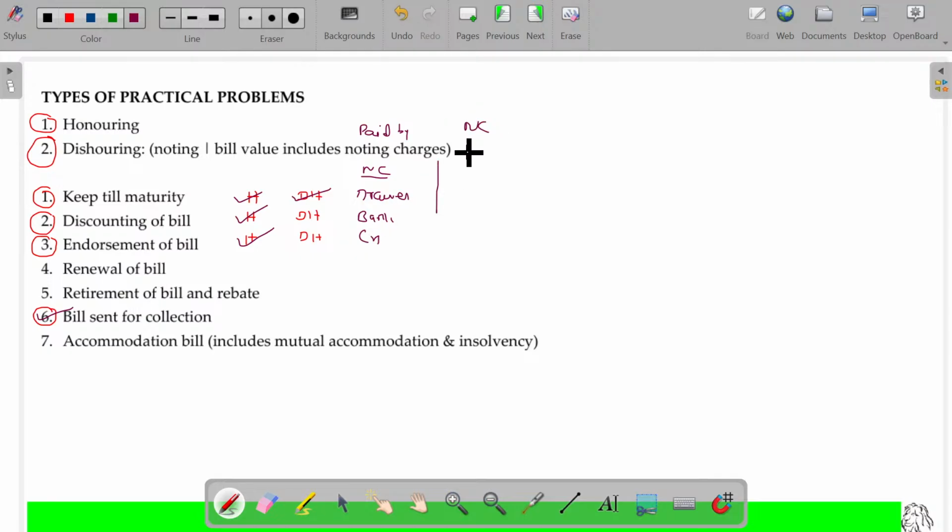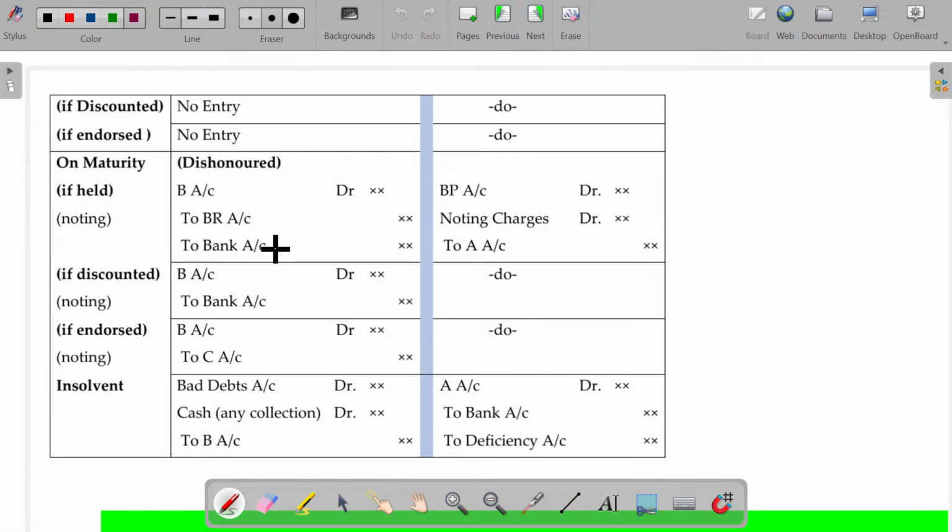And noting charges being the expenses, in whose hand? In all the three cases, in whose hand may the expenses be? The acceptor of the bill. He has accepted, he failed, so it's his responsibility to pay the noting charges. But anyhow, the payee paid and recovered it from the acceptor later on. Clear? Hope now you'll be able to understand. Now we'll be moving on to the next case.